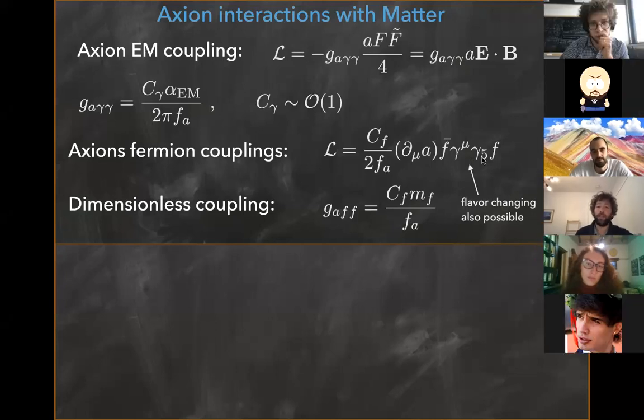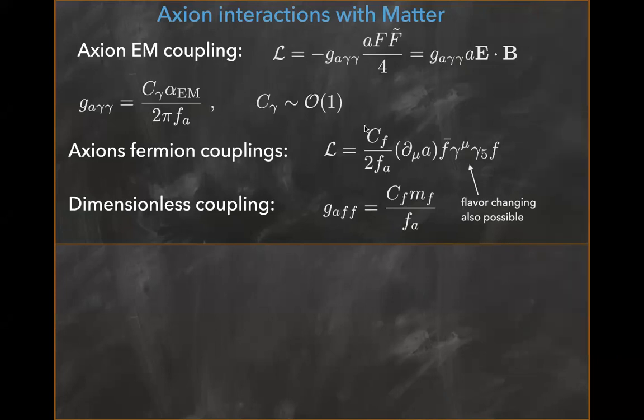Here, I've just written the flavor diagonal couplings. You can also have flavor changing interactions in principle. And again, this is dimension 5, so you have this scale Fa in the denominator. It is convenient, and I'll just use this.